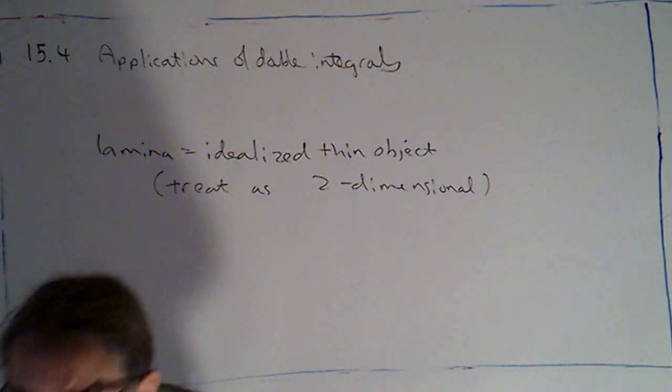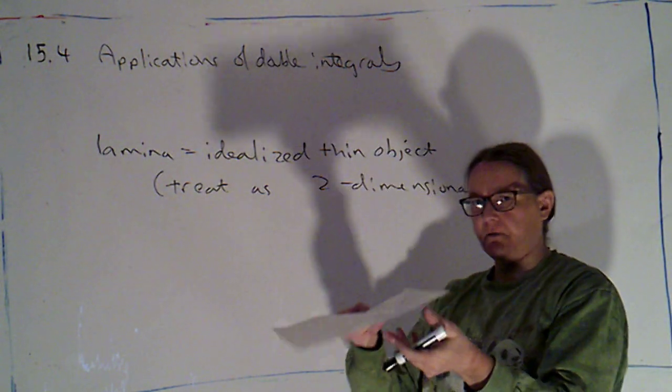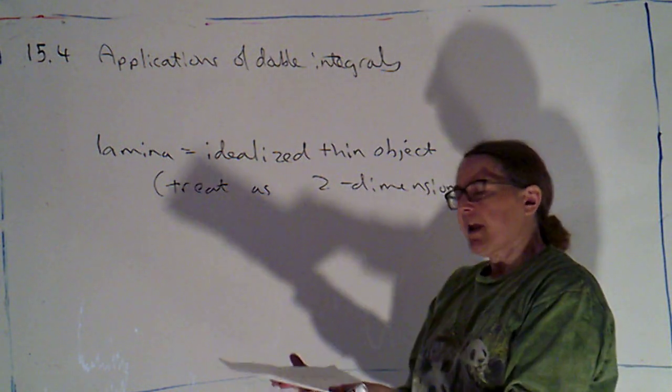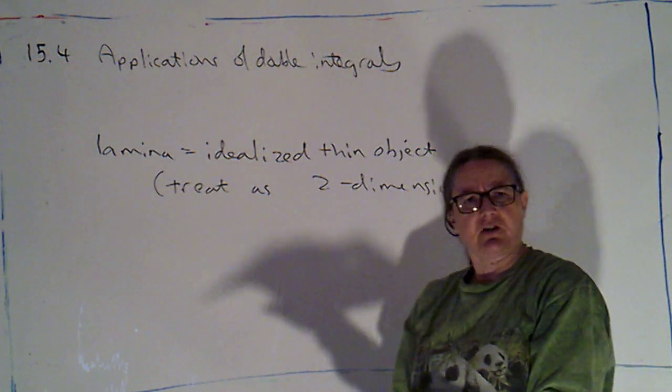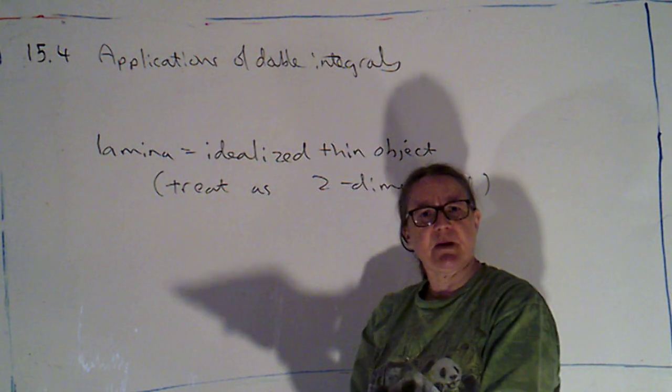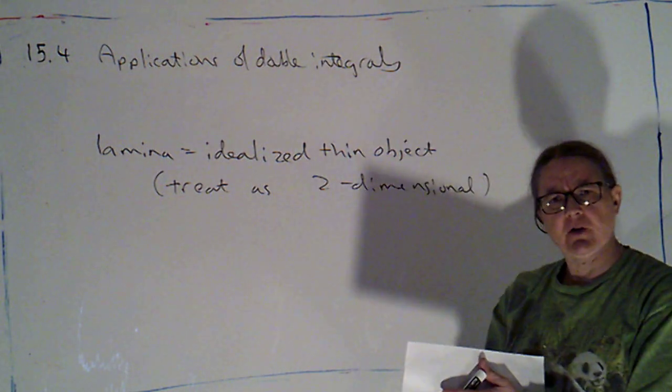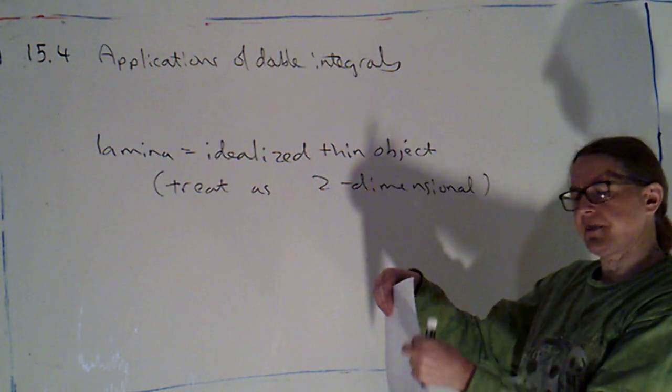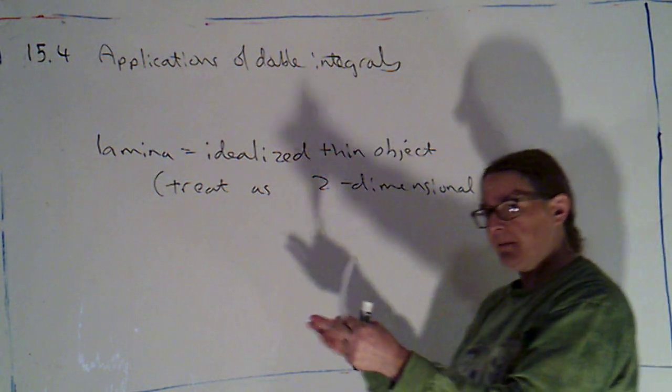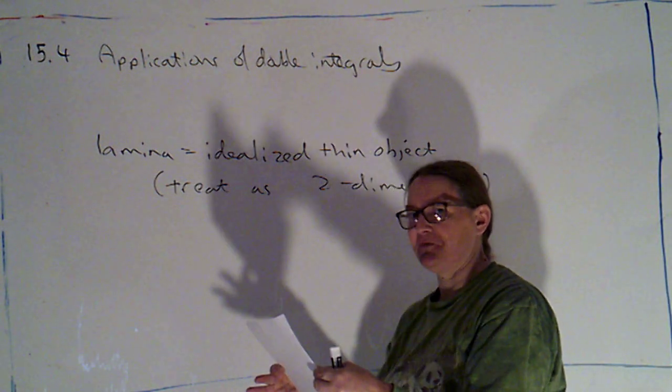Now here I have a model of lamina. This looks kind of like a piece of paper, okay? When I have a piece of paper, I do think of it as a two-dimensional object. I can talk about the area of this piece of paper. I would very rarely talk about the volume. But technically there is some thickness to this, so this is a three-dimensional object with some actual volume to it.